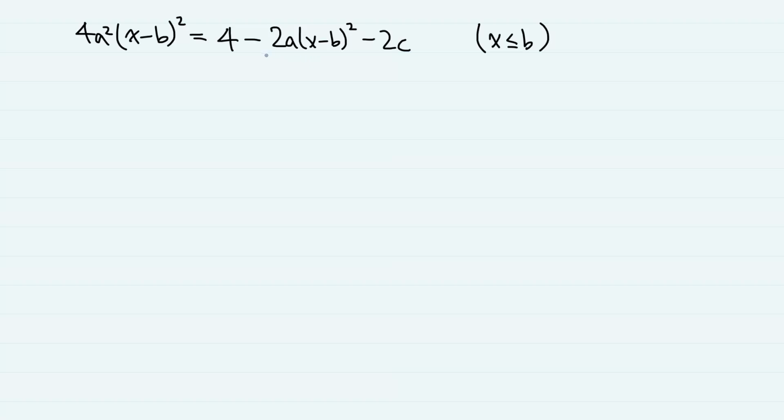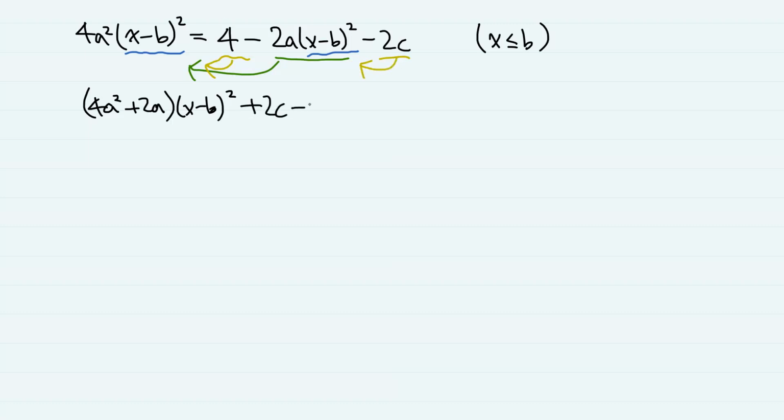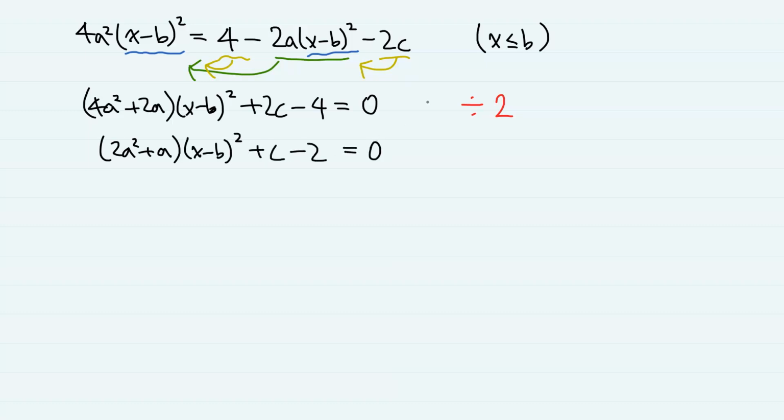Now let us rearrange the terms. So we have (x minus b) squared here and (x minus b) squared here. If we move this part to the left-hand side, we have (4a squared plus 2a)(x minus b) squared. And if we move this and this to the left-hand side also, then we have plus 2c minus 4 equals 0. We can divide both sides by 2. Then we have (2a squared plus a)(x minus b) squared plus c minus 2 equals 0. So here we have a times (2a plus 1). If we expand this, we have x squared minus 2bx plus b squared. Then we have plus c minus 2 equals 0.